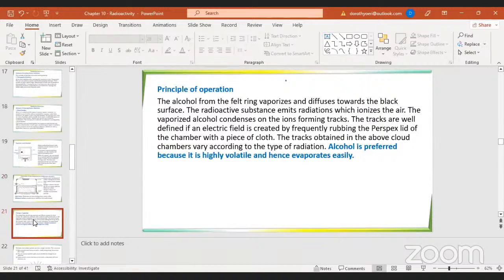From the track obtained in the chamber, you can be able now to identify, is it an alpha, is it a beta, or a gamma? Now, why is alcohol preferred? It is highly volatile and hence easily evaporates. That is why we use alcohol in this case.